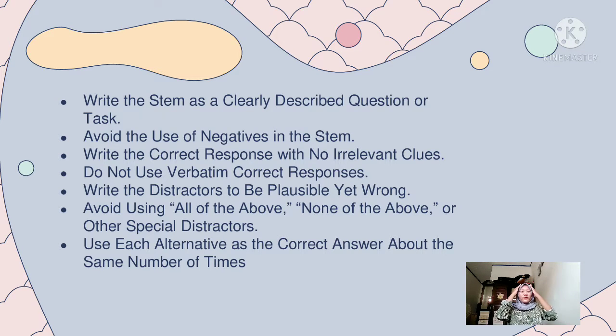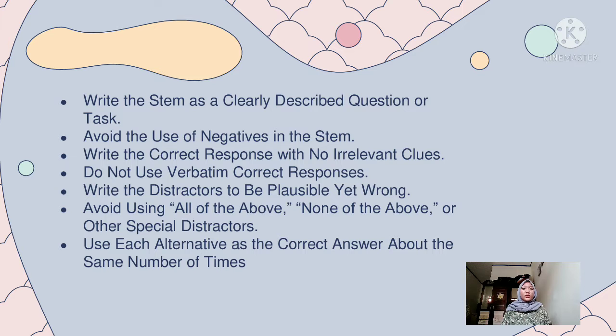The bank also provides items that can be used as a pretest. Okay, the first is write the stem as a clearly described question or task. If you want the stem to be meaningful by itself, it should clearly and succinctly communicate what is expected. If the stem makes sense only by reading the responses, it is poorly constructed. It is best then to put as much information as possible in the stem and not the responses, as long as the stem does not become too wordy or complex.